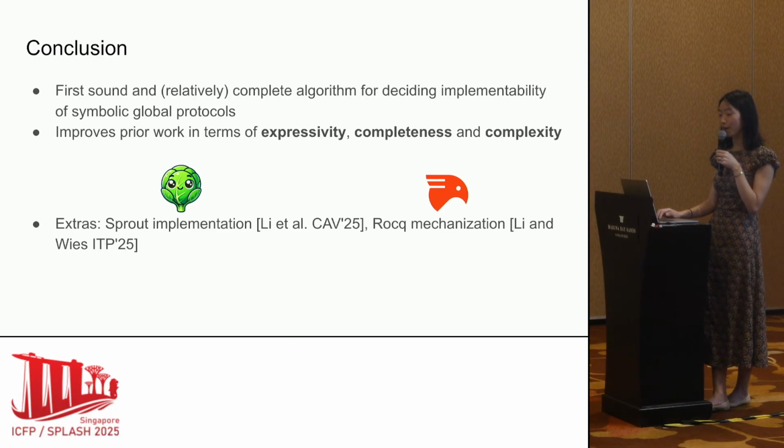In conclusion, our paper presents the first sound and relatively complete algorithm for deciding implementability of symbolic global protocols. It improves on prior work along the dimensions of expressivity, completeness, and complexity. And we also implemented our mu-CLP reduction in a CAV paper earlier this year, as well as we mechanized our preciseness theorem in the Rocq prover.